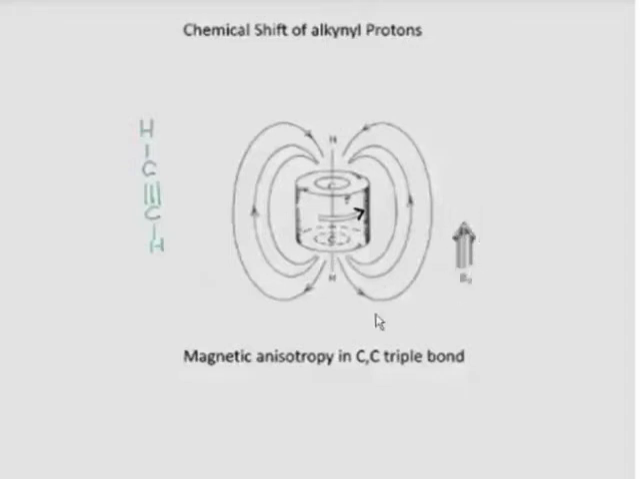That is, it's going to be decreased. The magnetic field experienced by this hydrogen will be lessened, and the effect of that is to cause magnetic shielding of this hydrogen. It's going to cause the chemical shift to be pushed towards the right. And typically, you see a range from 1.7 delta to 2.7 delta.